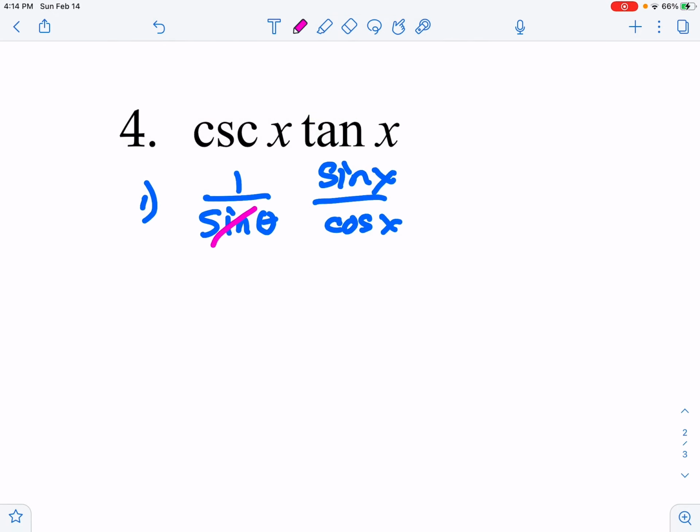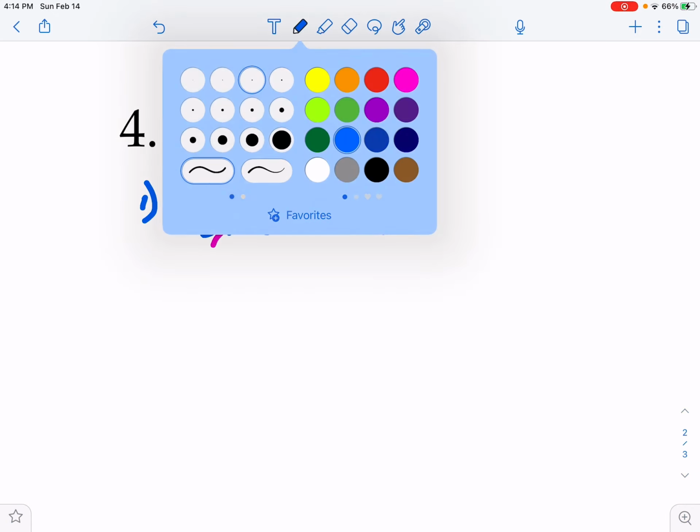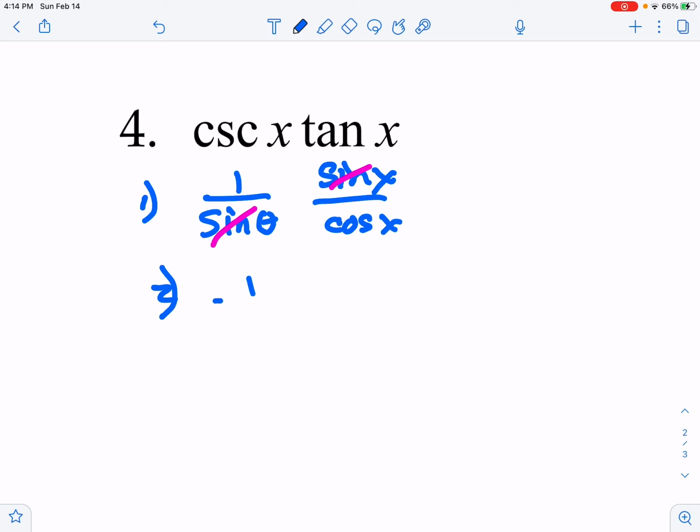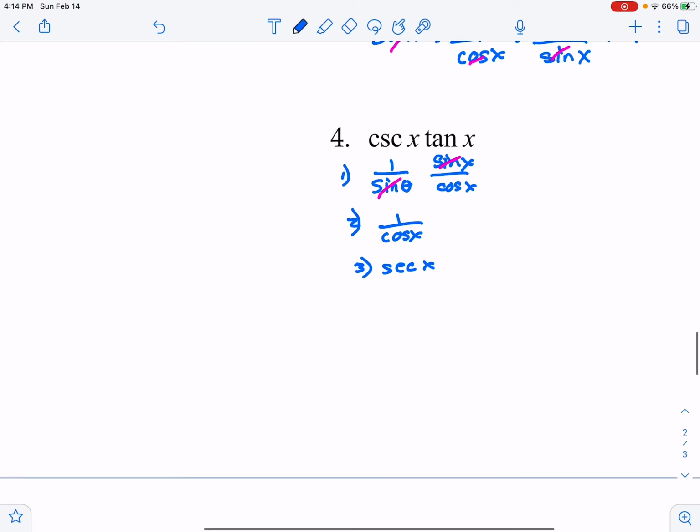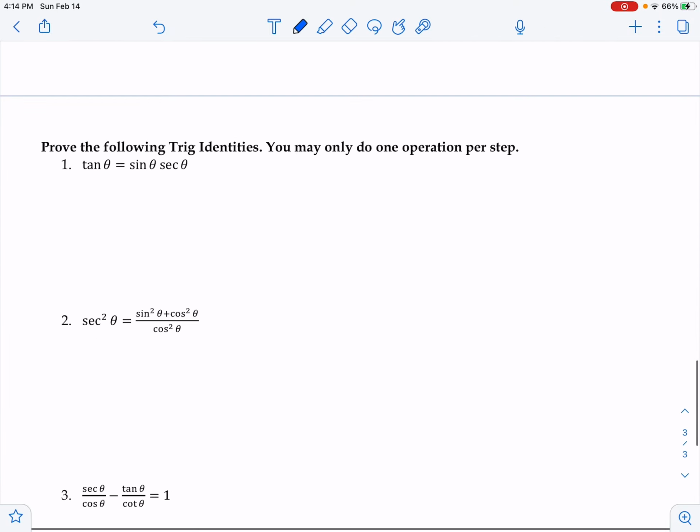I can cross this out and this out, and I'm left with 1 over the cosine of x, which is equal to the secant of x. Is that the only way to do it? No. That's why it's important to show your steps. These get a little harder.